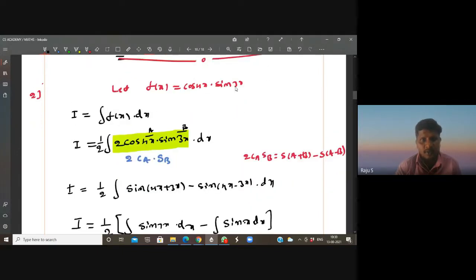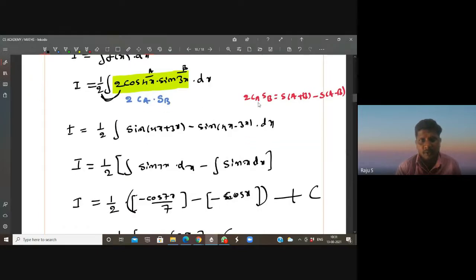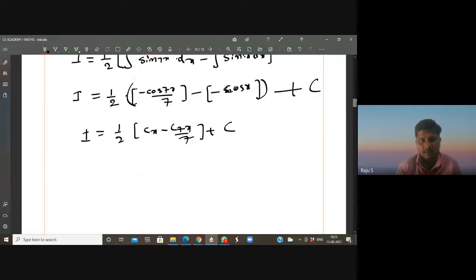What I have done in this case is use the trigonometry identity. The given function is cos 4x sin 3x, which I have written in descending order, 4x, 3x like that. After that, I multiplied and divided by 2, so it is in the form of 2 cos A sin B, sin A plus B minus sin A minus B. I substituted A plus B, A minus B, then sin 7x minus sin x. The integral of sin 7x is minus cos 7x by 7, and of sin x is minus cos x. This is the answer. If you have any doubts, you can ask.